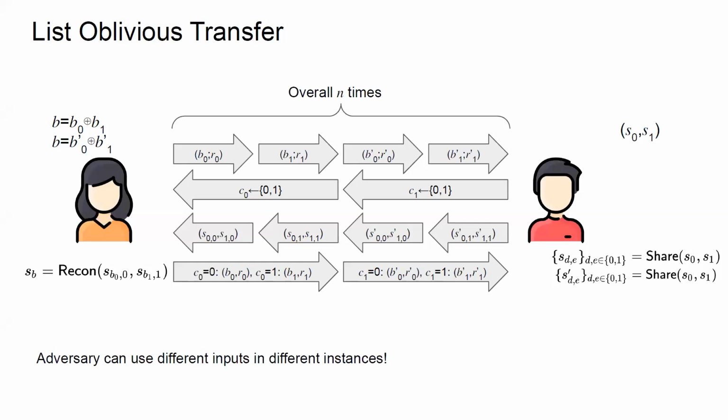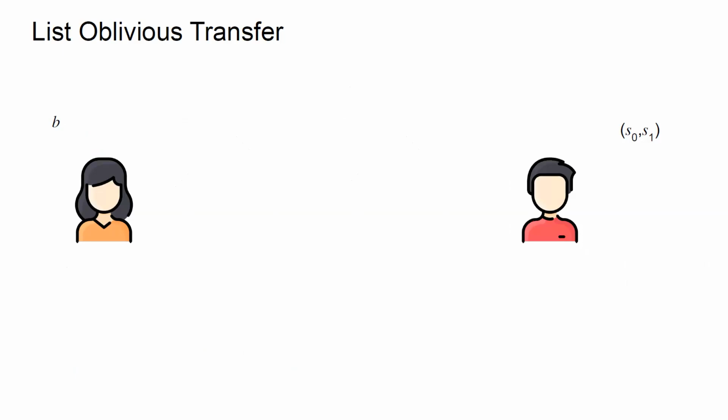Unfortunately, another issue arises here, and this is the issue that the adversary can use different inputs across the different instances. So to fix this, we need to make sure that the receiver is only able to reconstruct its input if it has behaved correctly in all of the repeated executions. And we're essentially going to do this by modifying the secret sharing that both of the parties do with respect to their inputs.